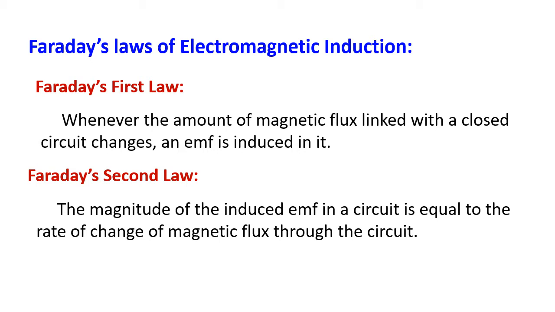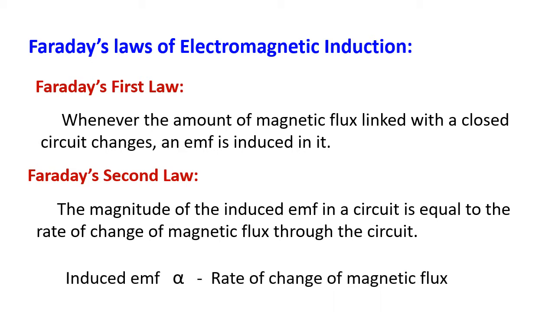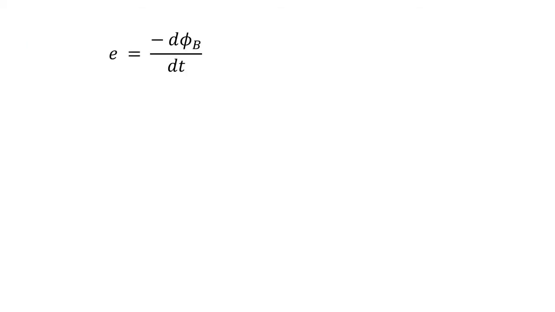So that is why we can write it like this: induced EMF is proportional to the rate of change of magnetic flux, but in the opposite direction. The negative sign indicates the opposite direction. How much change is created in a closed circuit, that much induced EMF will develop. If the change of flux is more, the induced EMF will be more. The mathematical expression is E equals minus d phi B by dt. So induced EMF equals the negative rate of change of magnetic flux.